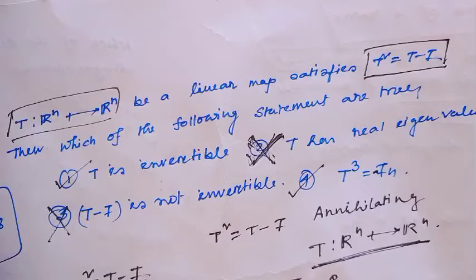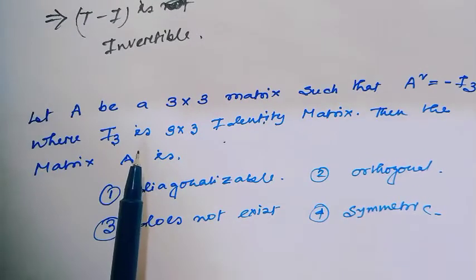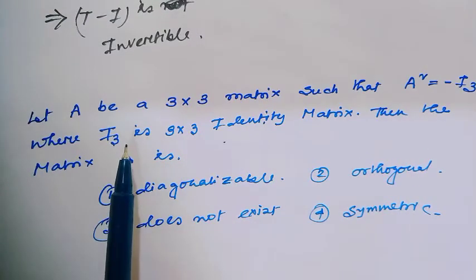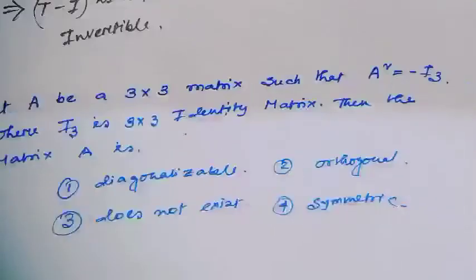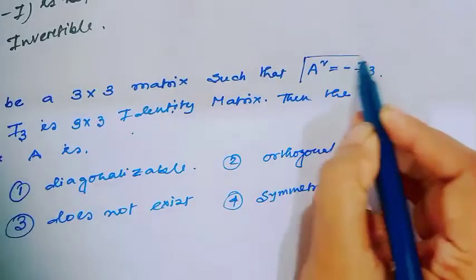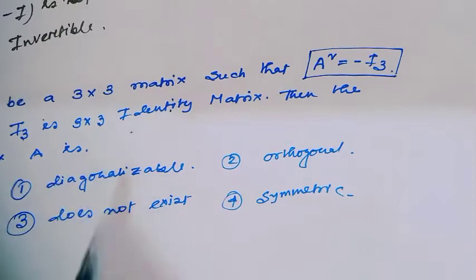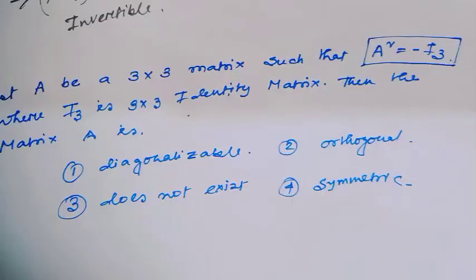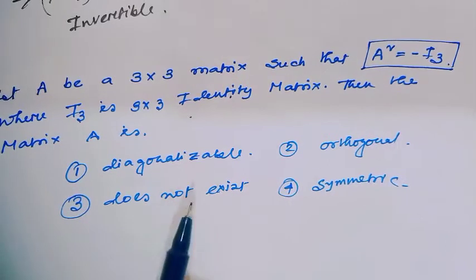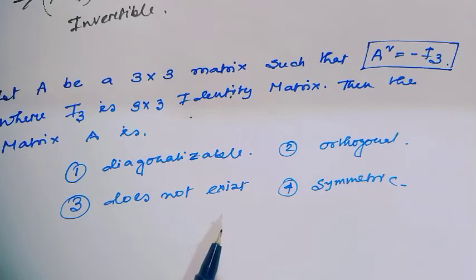Are you getting it? Well, now I will discuss another interesting question. The question is: consider A to be a 3 cross 3 matrix such that A square equals minus I3, where obviously I3 means the 3 cross 3 identity matrix. Then the matrix A is: option 1, diagonalizable; option 2, orthogonal; option 3, does not exist; option 4, symmetric.